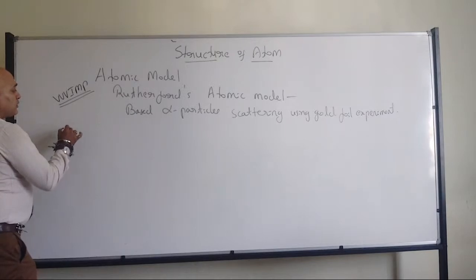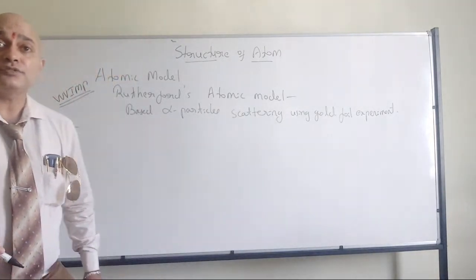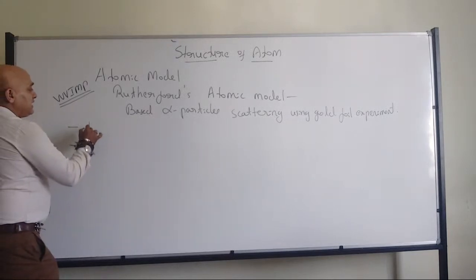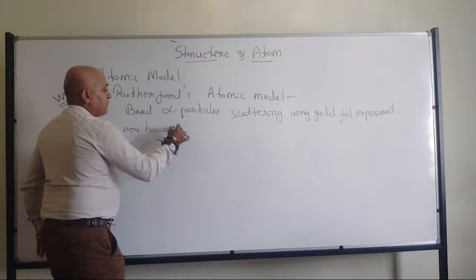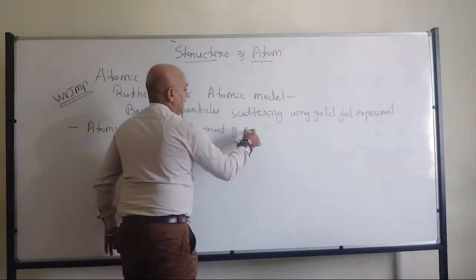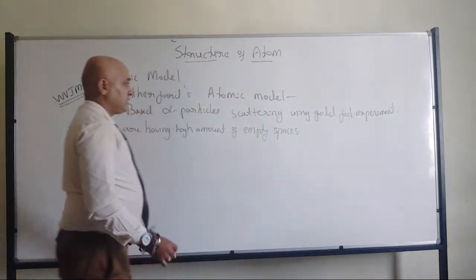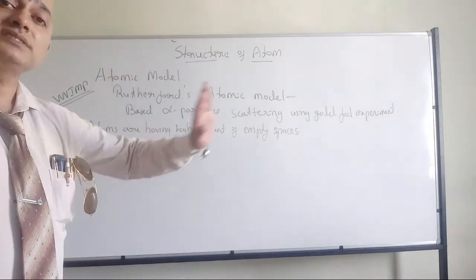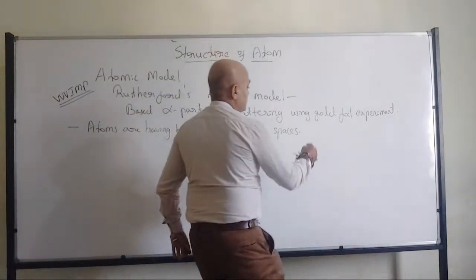In the gold foil experiment, what did they observe? A high amount of radiation was passing through in a straight line without any deflection or bouncing back, right? So that shows that atoms are having a high amount of empty space. Right? Therefore, whichever radiation passed through those empty spaces went in a straight line.